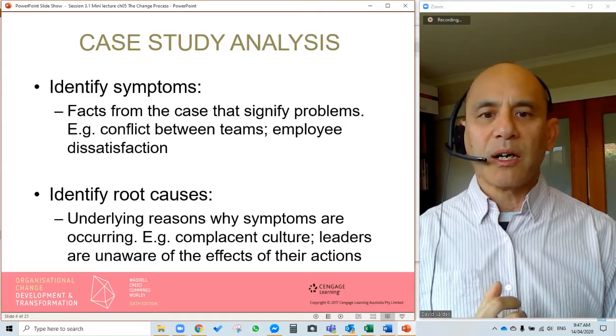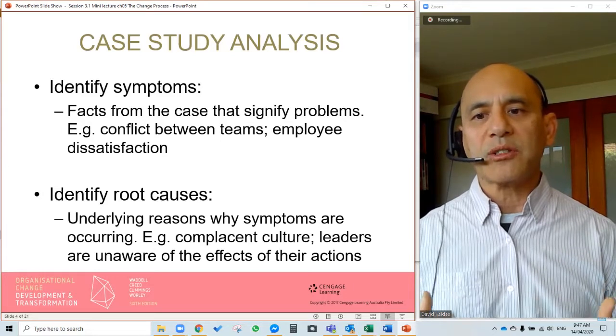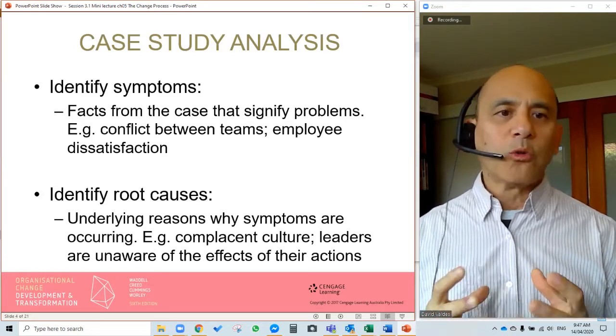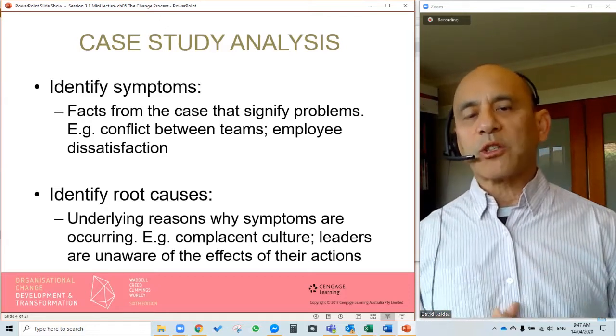Another example is that some leaders have some actions, some strategies that they implement, but they don't know that there is a bad effect, a negative effect of these actions that they're doing.